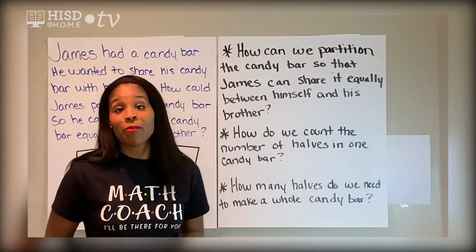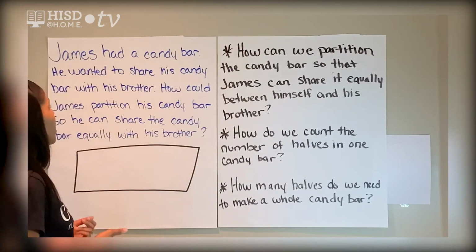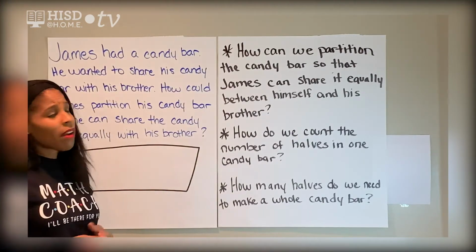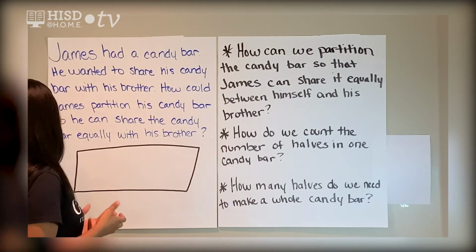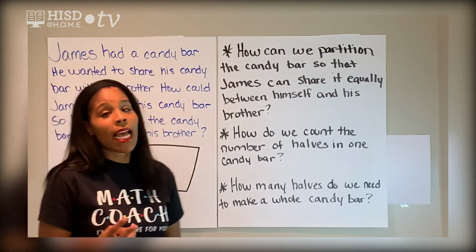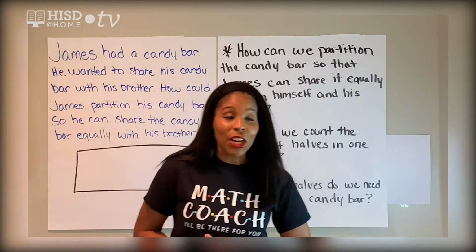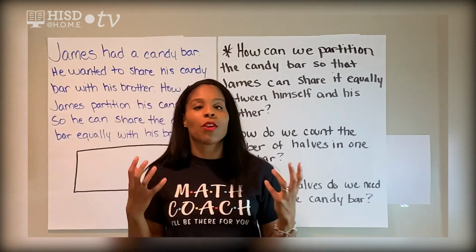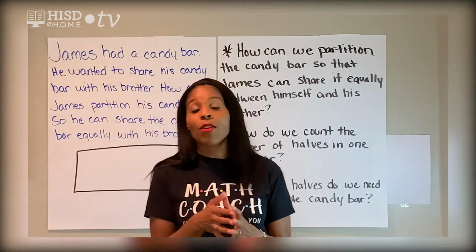Now let's read our word problem for today. James had a candy bar. He wanted to share his candy bar with his brother. How could James partition his candy bar so he can share the candy bar equally with his brother? I'm going to read it again for the second time. This time, I want you to take out your piece of paper that you had out earlier, and I want you to draw out what your thinking is on this problem. Maybe not try to solve it, but maybe draw it out on this problem.